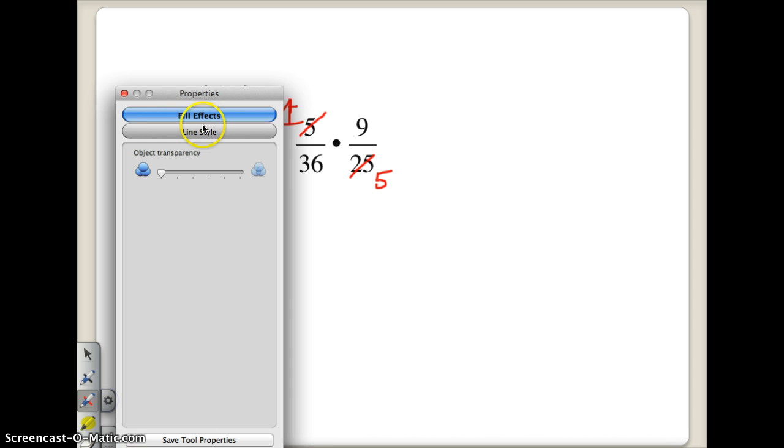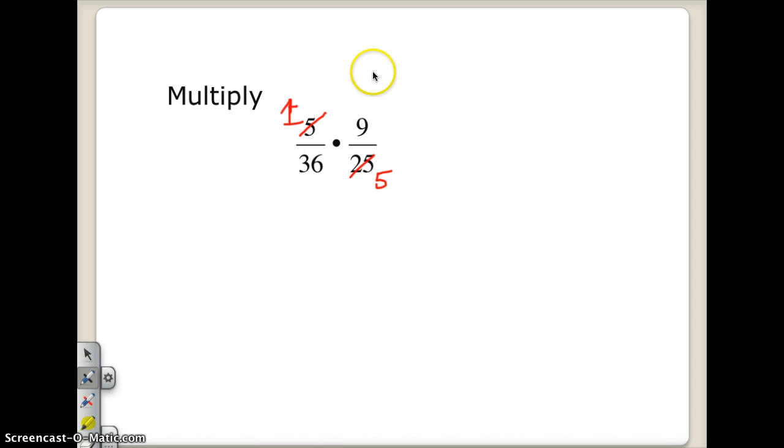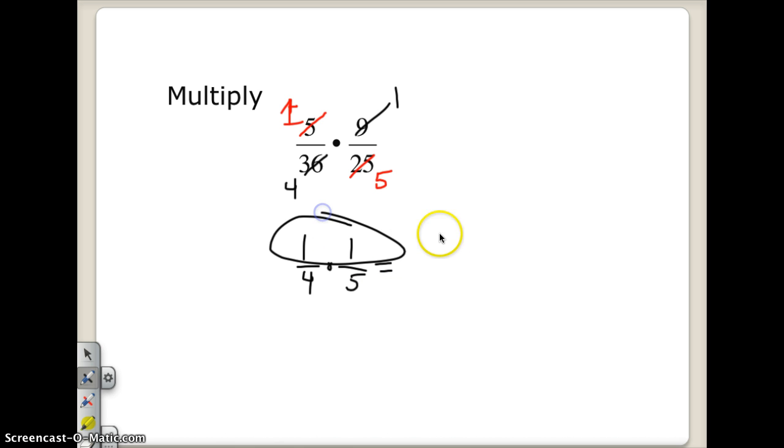I also know that 9 can be divided by 9 to give me 1, and 36 can be divided by 9 to give me 4. So now what I really have is 1 over 4 times 1 over 5. Multiply the numerators to get 1, denominators to get 20. That was a lot easier than having to take the time to multiply 36 times 25 and figure out how to reduce after.